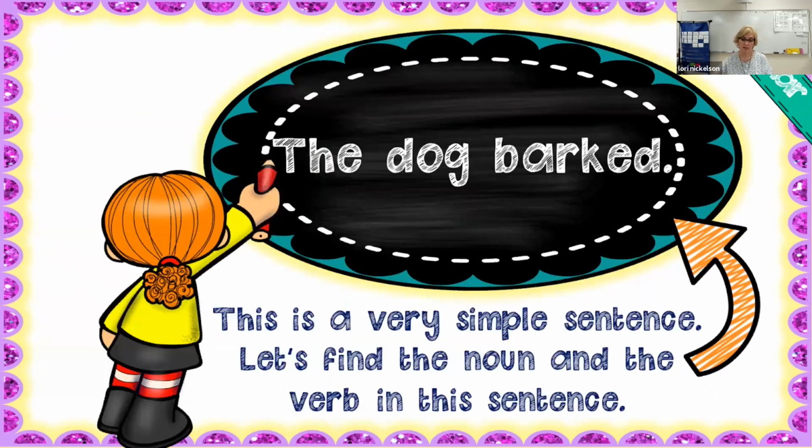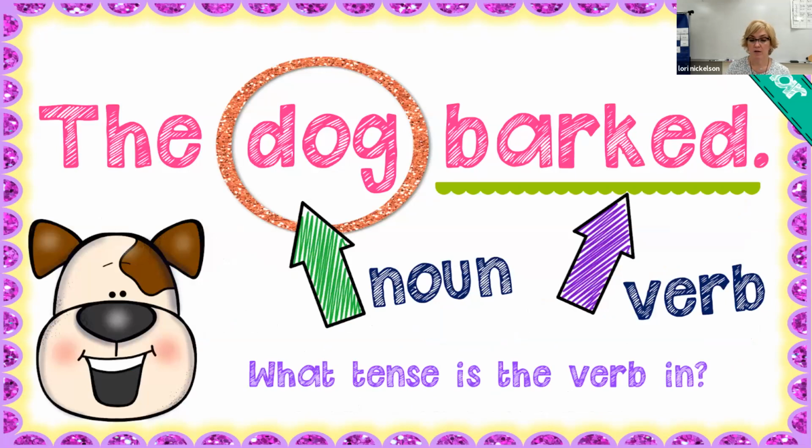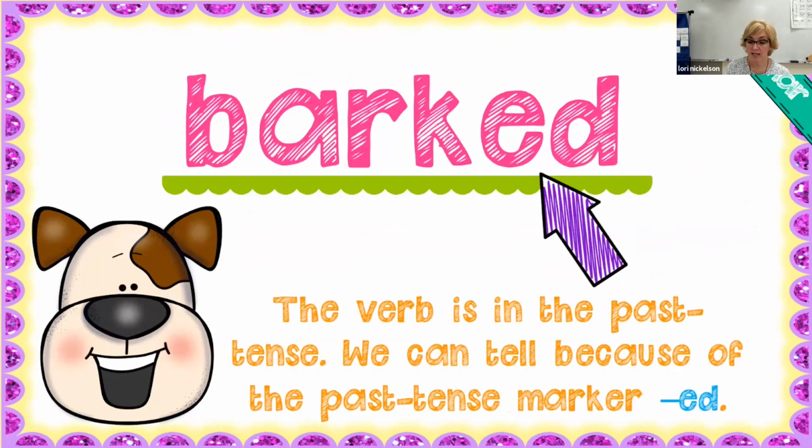The dog barked. Now this is a very simple sentence. Let's find the noun and the verb in this sentence. What is the noun in the dog barked? Who is that sentence about? Dog. So that's the noun. And what's the verb? What did the dog do? He barked. Noun is dog and barked is the verb. So what tense is the verb in? The dog barked. It's an ED, so that tells me the verb is past tense. We can tell because of the past tense marker ED.